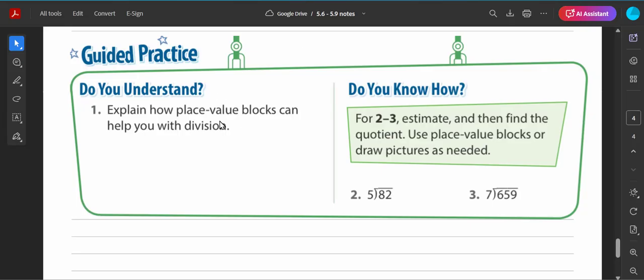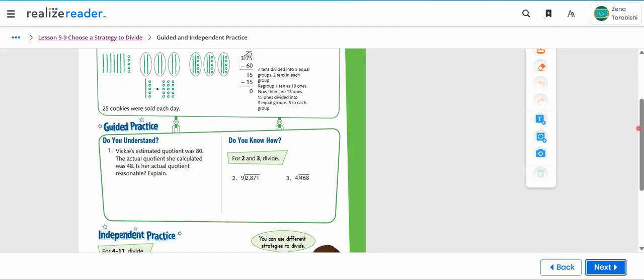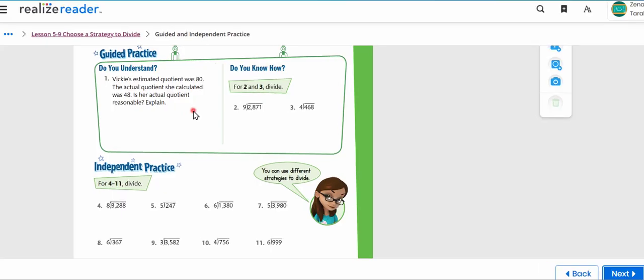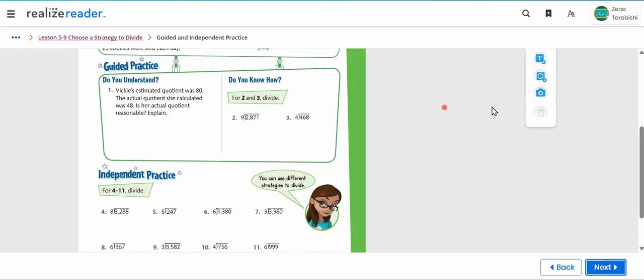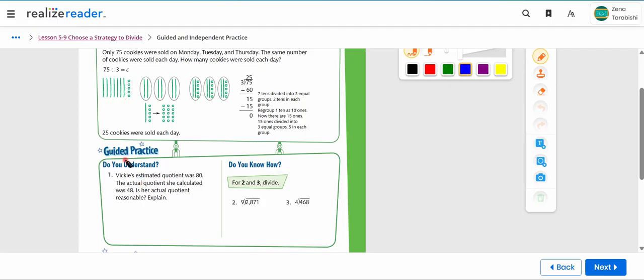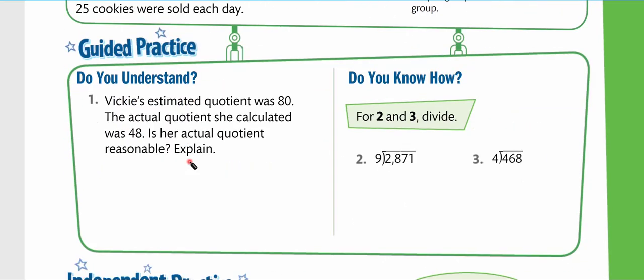Let's go ahead and check our math textbook and do it here instead. All right, and I'm going to zoom in so that way it's a little bit easier. Actually, let me get my handy dandy pencil. There we go. Okay, Vicky's estimated quotient was 80. The actual quotient she calculated was 48. Is her actual quotient reasonable? So 48, is that close to 80? Definitely not. So we can go ahead and answer no. The numbers are not close, so her answer is not reasonable.